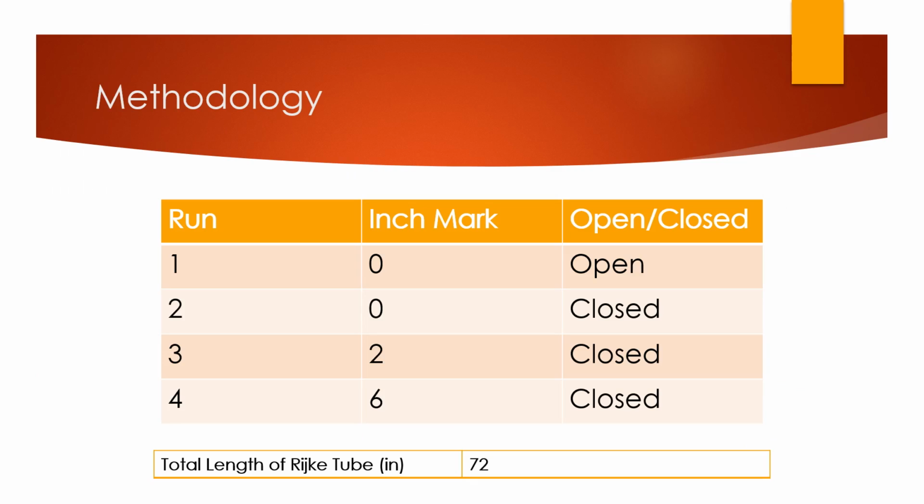The first run had a flame at the 0-inch mark with the valve open. The second run had a flame at the 0-inch mark with the valve closed. The third run had a flame at the 2-inch mark with the valve closed, and the fourth run had this flame at the 6-inch mark with the valve closed. This 6-inch mark is where the pulsation cessation occurs. The total length of the Rijke tube is 72 inches, which will be more important for data reduction.